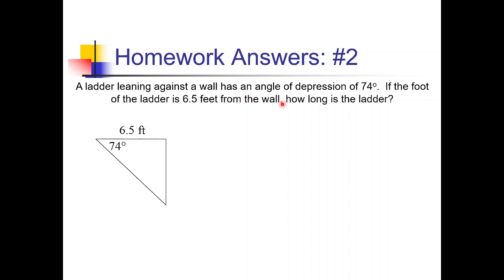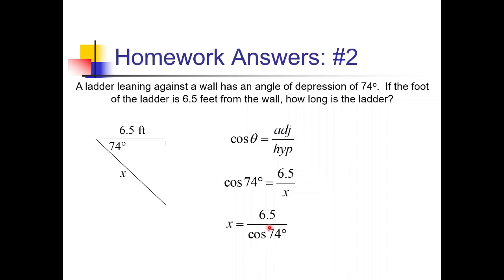And then how long is the ladder? That's this hypotenuse distance. So I've got the hypotenuse. I am looking for the adjacent side with respect to this 74 degree angle. So adjacent hypotenuse, that's cosine equals adjacent over hypotenuse is what I'm going to use here. So I can write cosine of 74 degrees equals adjacent side 6.5 over hypotenuse x. And then to get x by itself, I'm going to multiply both sides by x and then immediately divide by cosine of 74. So I've got 6.5 over cosine of 74.